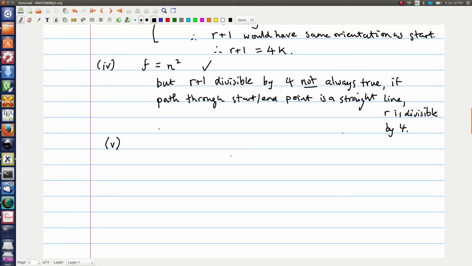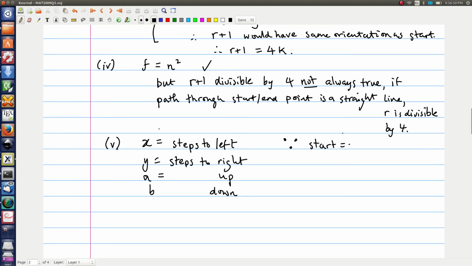So how can we write that? We can say x equals steps to the left, y equals steps to the right, and let's give two other variables, a up and b down. And what we observed is, because start point equals end point, it follows what equations follow. Can you tell me? Well, it follows that x equals y and that a equals b.